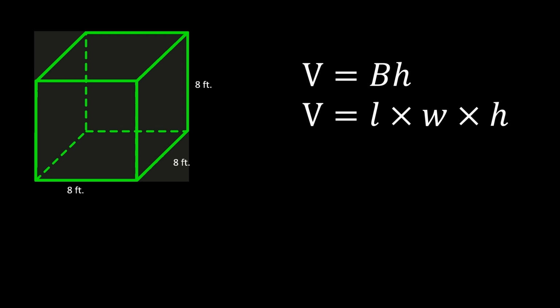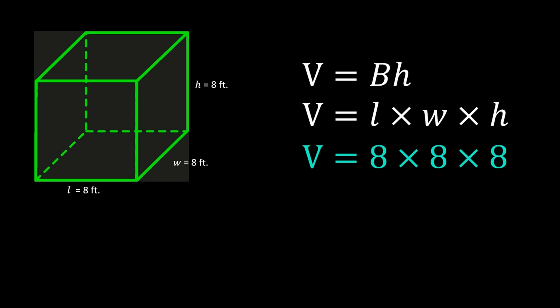Well, if we go to label length and width and height in our diagram, they're all the same. We have a length of 8 feet, width of 8 feet, and height of 8 feet. So when I plug our values into our volume formula, we have volume equals, well, our length was 8, times our width, which was also 8, times our height of 8. And now we can work our calculations. So we'll start with volume equals 8 times 8. 8 times 8 is 64 times our height of 8.